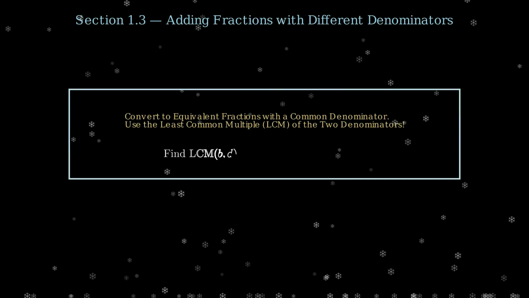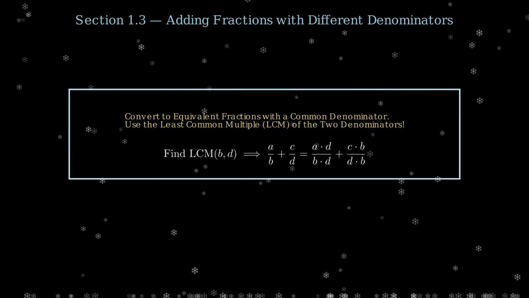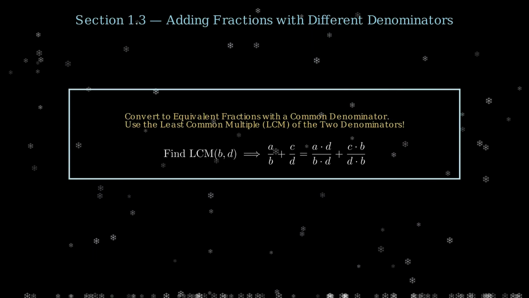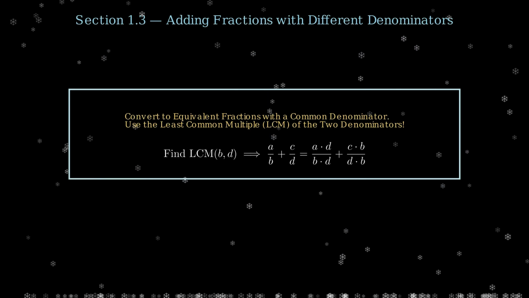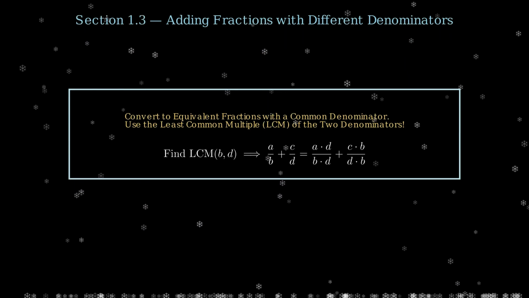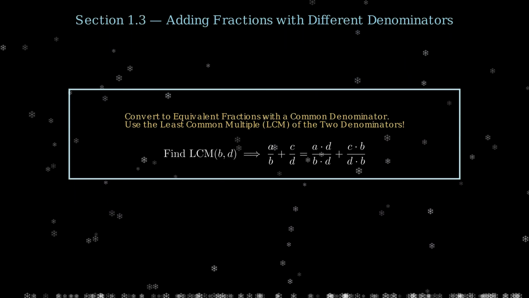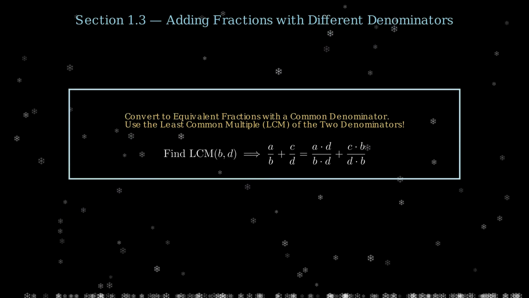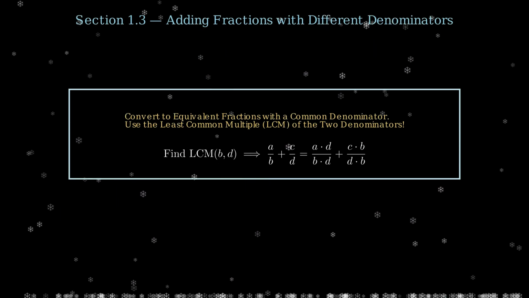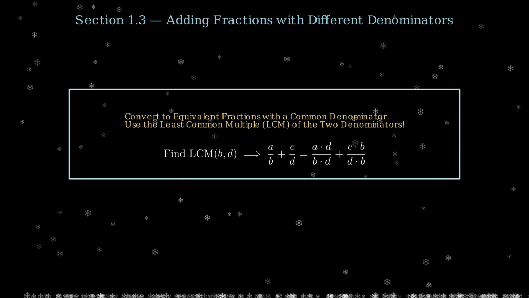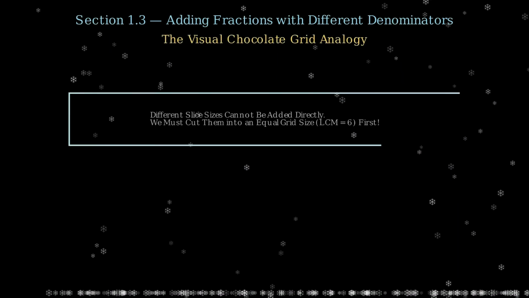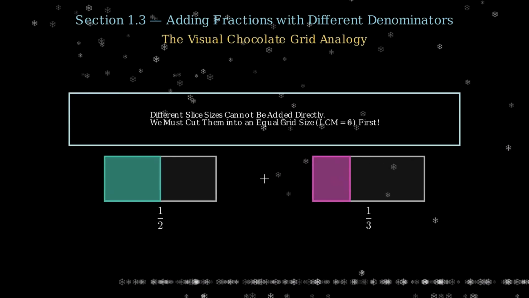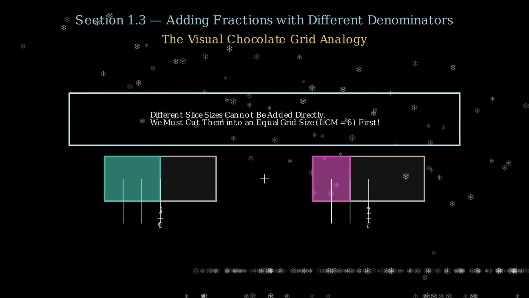To add fractions with different denominators, we first convert them into equivalent fractions with the same denominator. This common denominator must be the least common multiple, or LCM, of the two denominators. The LCM is the smallest possible number that is perfectly divisible by both numbers. Let's visualize this using chocolate bars with different grid sizes.